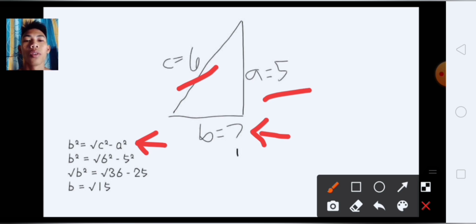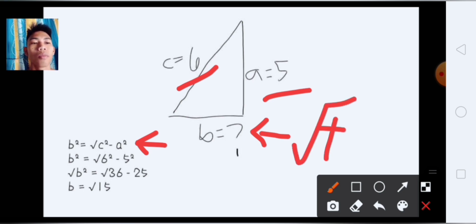To remove the squared, we're gonna use square root. The square root of B squared is equal to the square root of 36 minus 25. So, minus, we have 11. B is equal to the square root of 11. Square root of 11 for our B.